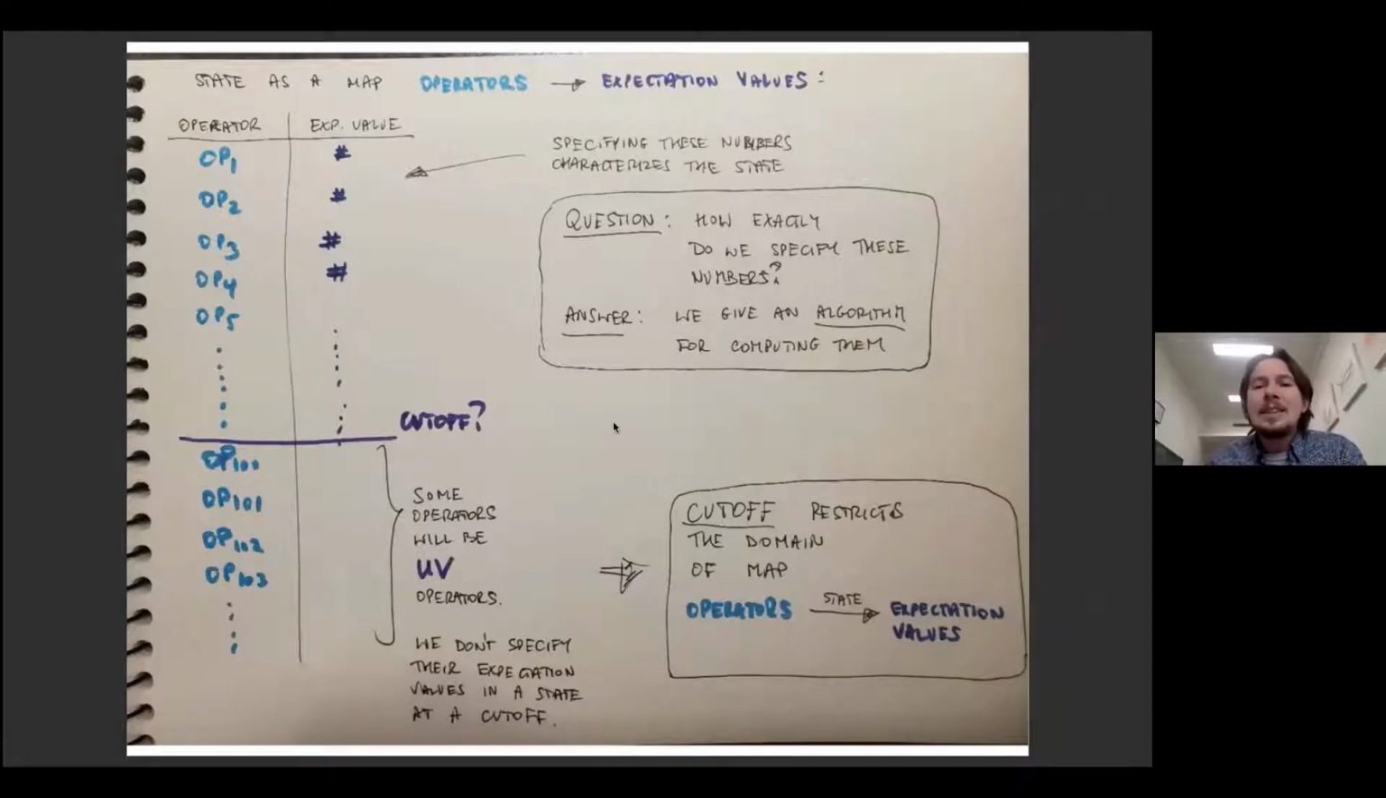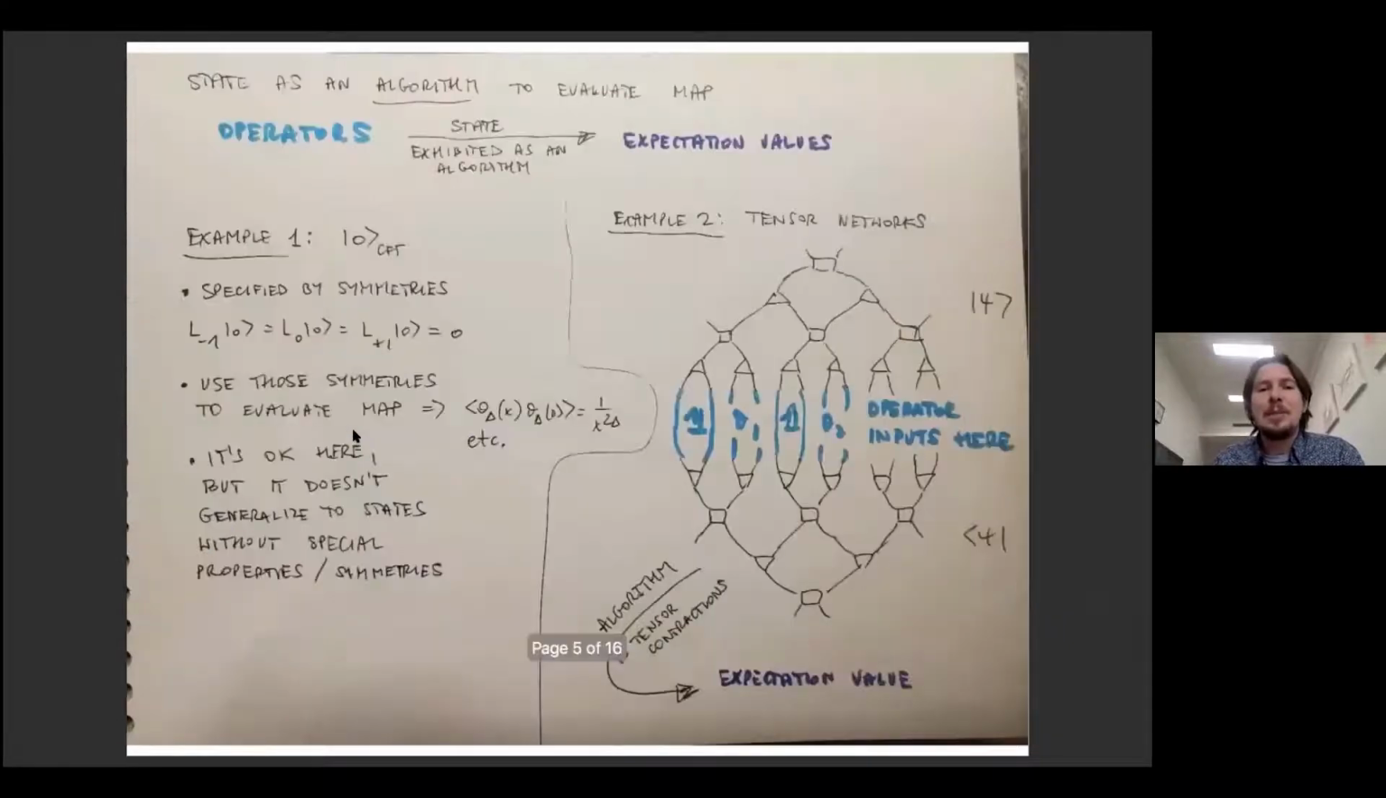Now, how exactly do we compute these numbers? I just told you that a state should be a list of such numbers. Maybe I only have to specify these ones, but in practice, how would I compute them? So the answer that I want to propose is that we always specify a state in the form of an algorithm for computing some answers. Let me explain what I mean by this.